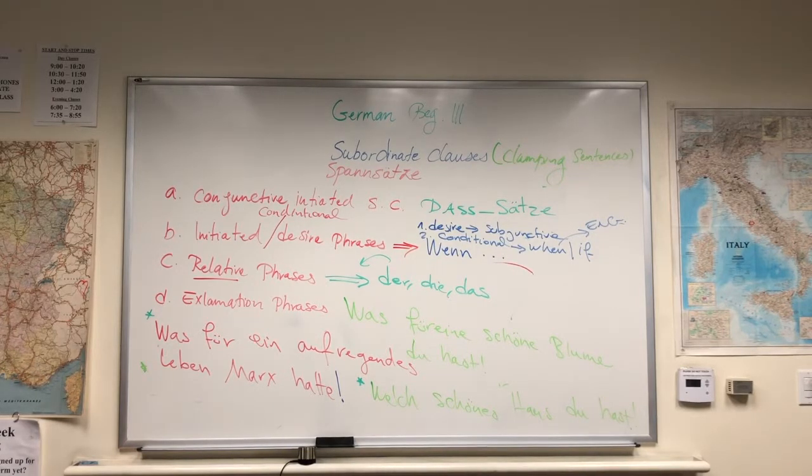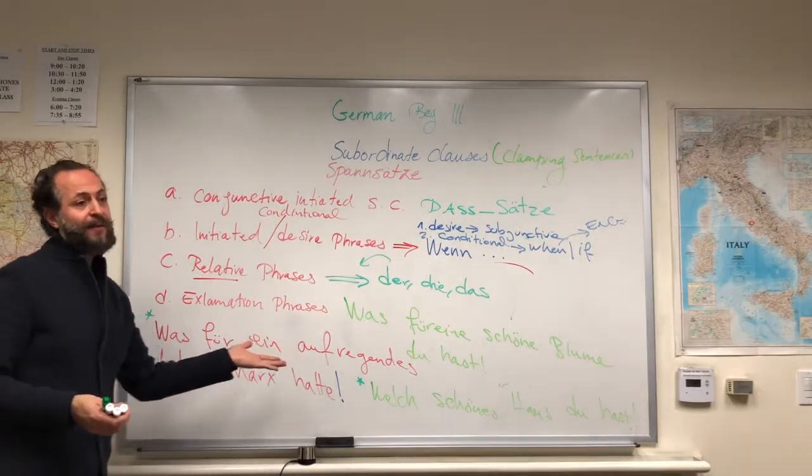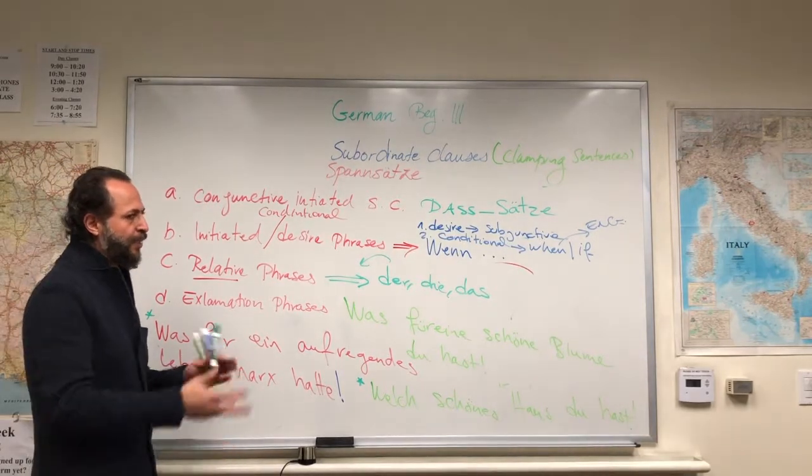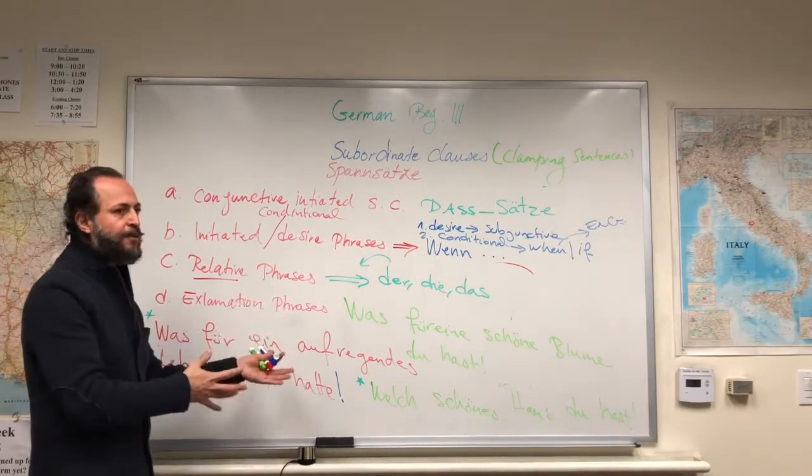What's the difference between welch and was für? Was für is actually what for, and welch means which, word by word. But in translation into English, you would say, "What a beautiful house you have," and "What a beautiful flower you have." So in fact, in translation, paraphrasing into English, you often have more flexibility. In German, it's not the same. I mean, if it were the same, we would not use another synonym, right? They are synonyms, but they're not identical.